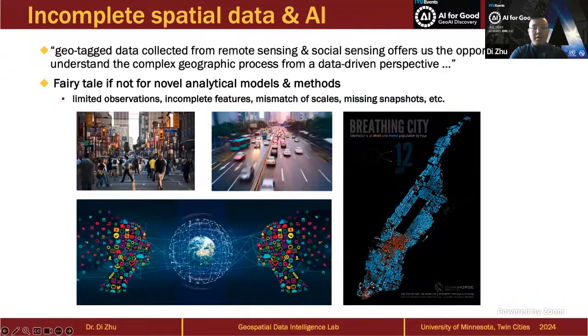Despite the popular saying that we have extensive geospatial data to understand the world from a data-driven perspective, researchers still find that we are facing the challenge of incomplete spatial data, either in terms of limited observations or incomplete attributes and features, or even a mismatch between the data scale you collected and the target scale you are going to work on. And temporally speaking, certain time snapshots of the data are missing. Without novel spatial analytical models, especially prediction methods enriched by AI, it is never possible for us to fully utilize the rich data for a more accurate and comprehensive spatial understanding.